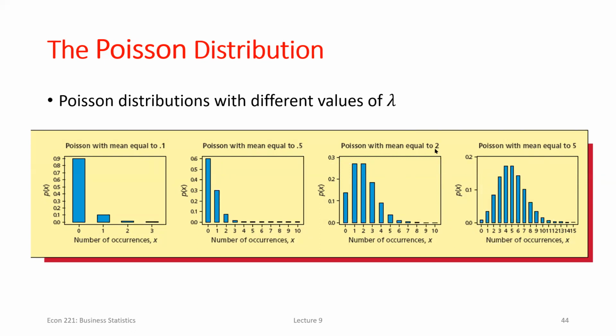As the mean gets higher, moving from like 0.5 to 2 to 5, you get a shift in the Poisson distribution where the most likely outcomes start to move to the right, and you start to get some number of occurrences to the left here. It's becoming less and less right skewed, to where eventually, if you had a large enough mean, it might start to look a little bit more like a normal distribution. But this is the general idea.